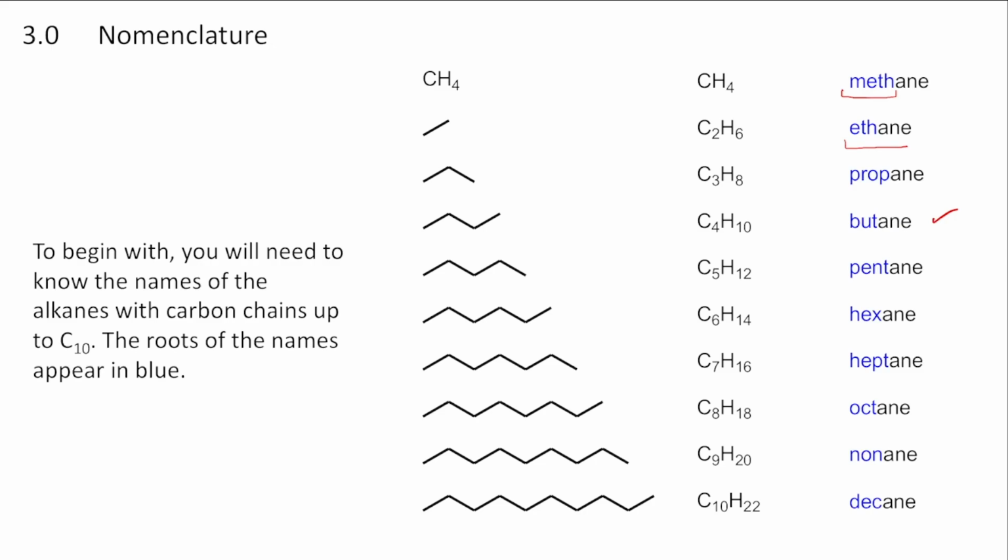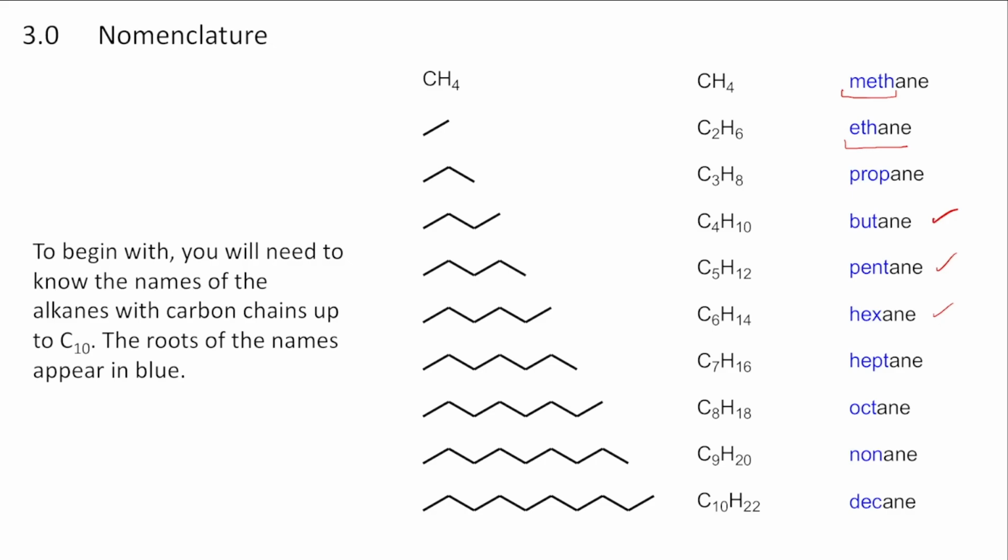After that, the names make a little bit more sense because the prefixes actually correspond to the number of carbons in the chain. So we have pent, pentane. Pent means 5, just like a pentagon. And so 5 carbons is pentane. 6 is hexane, just like hex is 6 for hexagon. Moving down, heptane is 7, octane is 8, nonane is 9, and decane is 10.